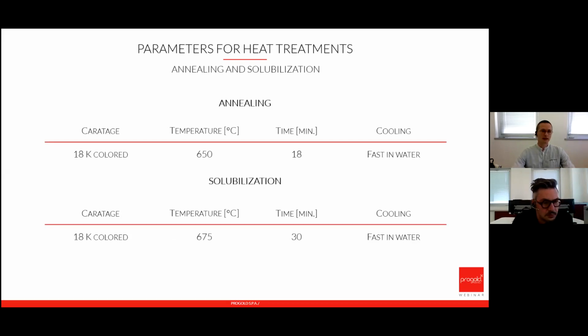So finally, we have here the temperatures, timing, and cooling condition for the annealing heat treatment and solubilization annealing heat treatment, so solution annealing.